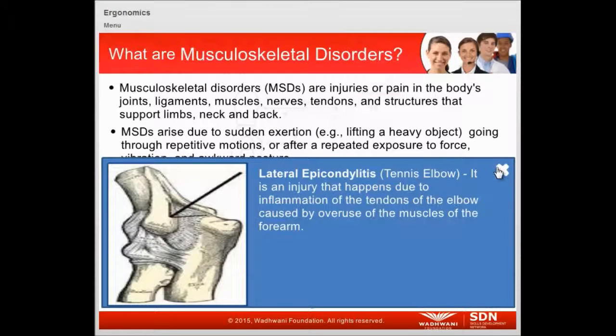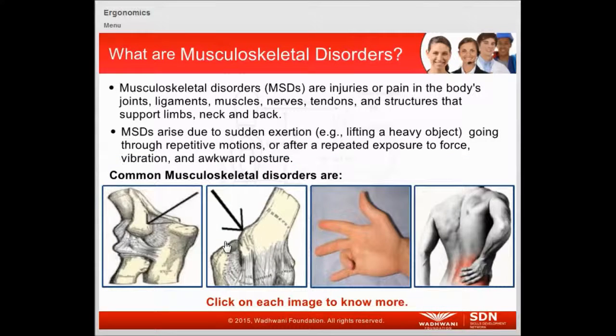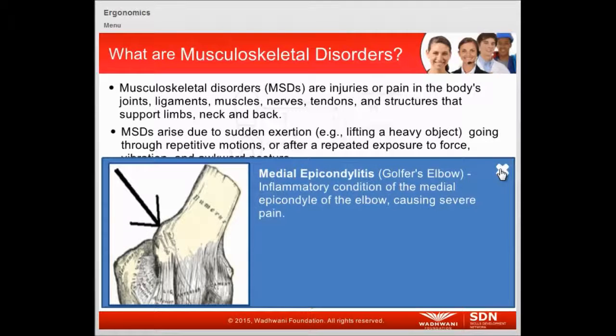Lateral epicondylitis, tennis elbow. It is an injury that happens due to inflammation of the tendons of the elbow caused by overuse of the muscle of the forearm. Medial epicondylitis, golfer's elbow. Inflammatory conditions of the medial epicondyle of the elbow causing severe pain.